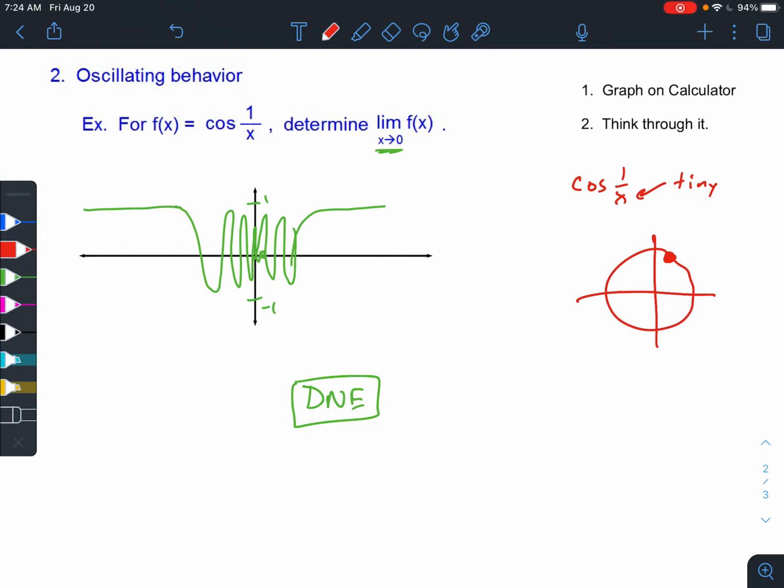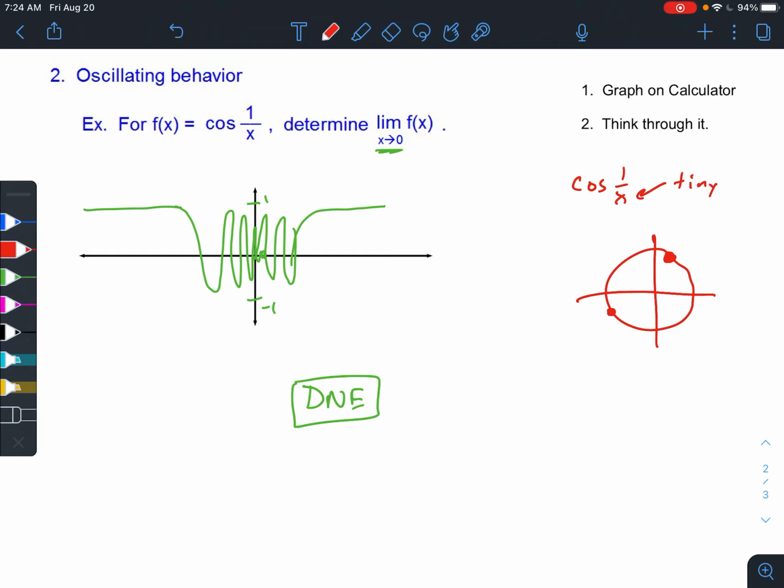But then I can always pick another number that's slightly smaller for x, and I'd plug it in, and again I would take 1 over that, and I get some other huge number, so who knows, maybe it ends up way over here. So as you keep plugging in really, really tiny numbers, you keep getting a really, really big angle measure for your cosine, and then who knows where that thing's going to land on the circle.